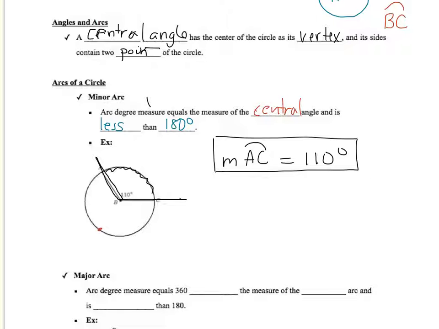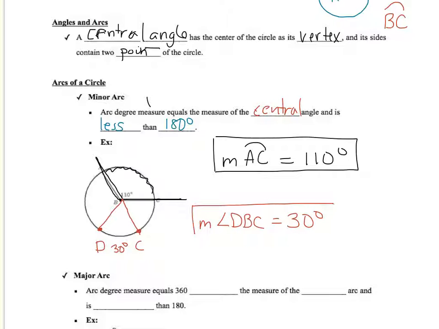Now if I put 2 other points on here, let's call this D and C. And let's say I know the measure of arc DC is 30 degrees. Well, in a reverse kind of thing, we could say the measure of angle DBC is also 30 degrees. So if you know the arc, you know the central angle, or if you know the central angle, you know the arc.